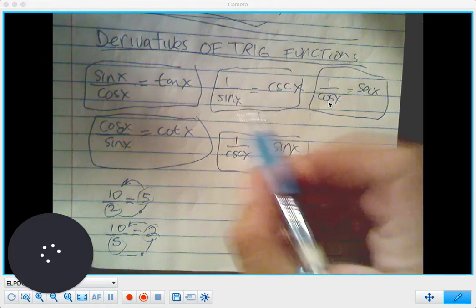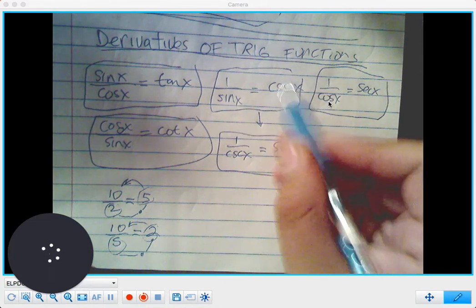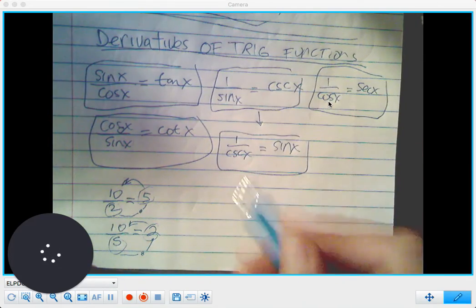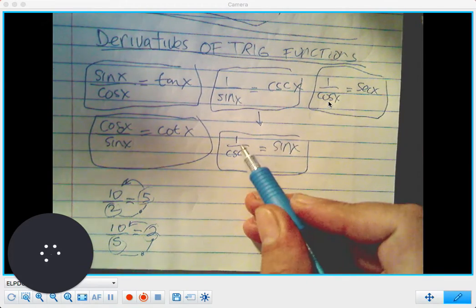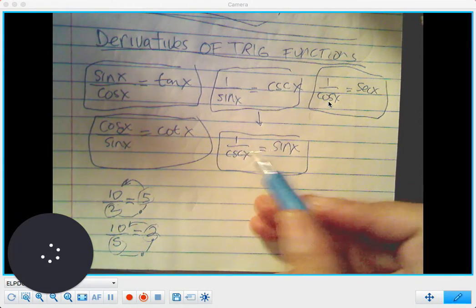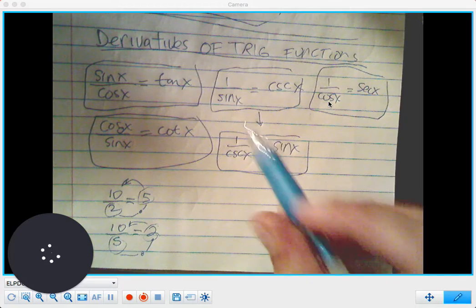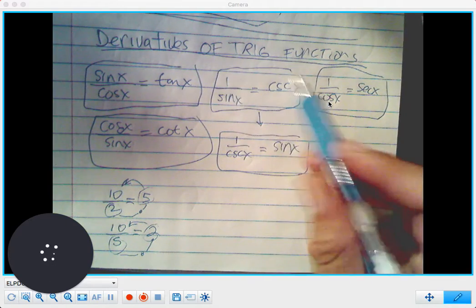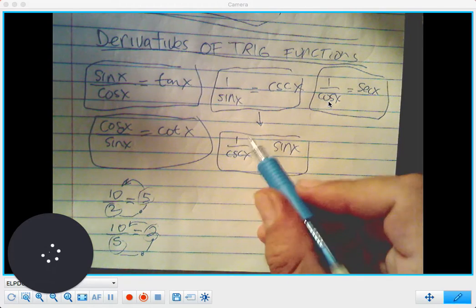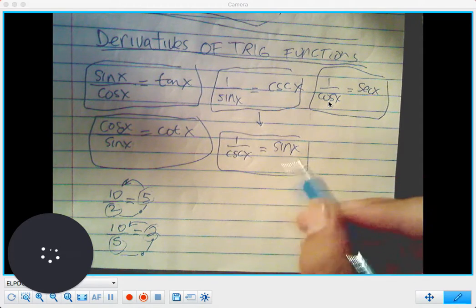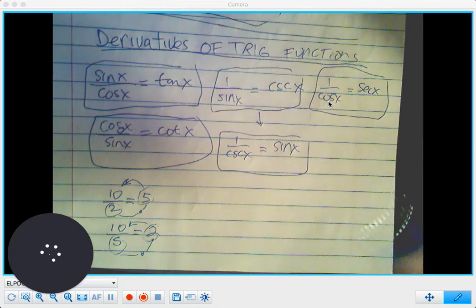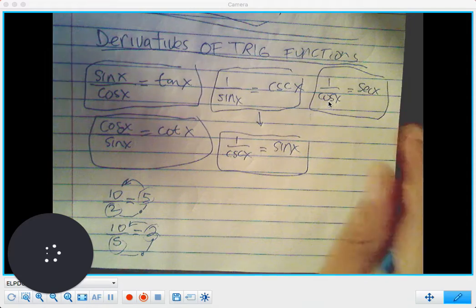Same here. If you multiply sine times cosecant, you get 1. The same thing if you flip them: cosecant times sine gives you 1. You'll see later why we use it, because sometimes it's easier to use this one if you're given that one. Sometimes it's easier, like if they give you 1 over cosecant, you can just change it to sine. That's why this is important. Alright, let's move on.